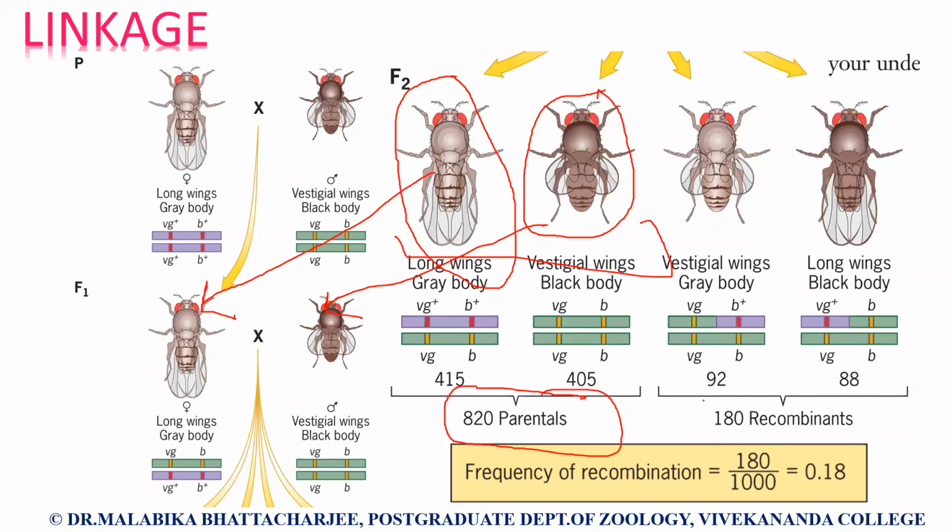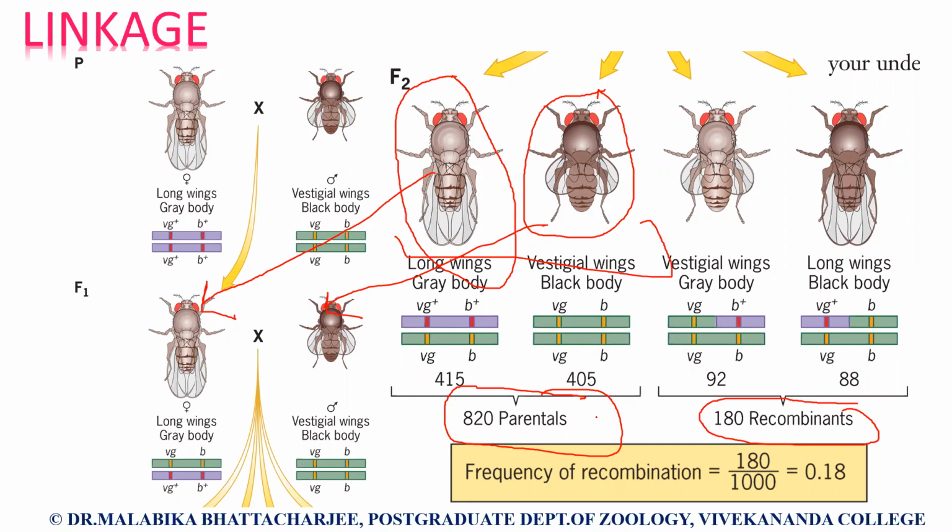Now comes the recombinants. Vestigial wings, gray body: none of the parents are like this. Long wings, black body: none of the parents are like this. When they counted the recombinant flies, it was observed to be 180. So as you can see, among 1000 individuals, the number of parentals is greater than 50%, or greater than 500. So independent assortment is not occurring.